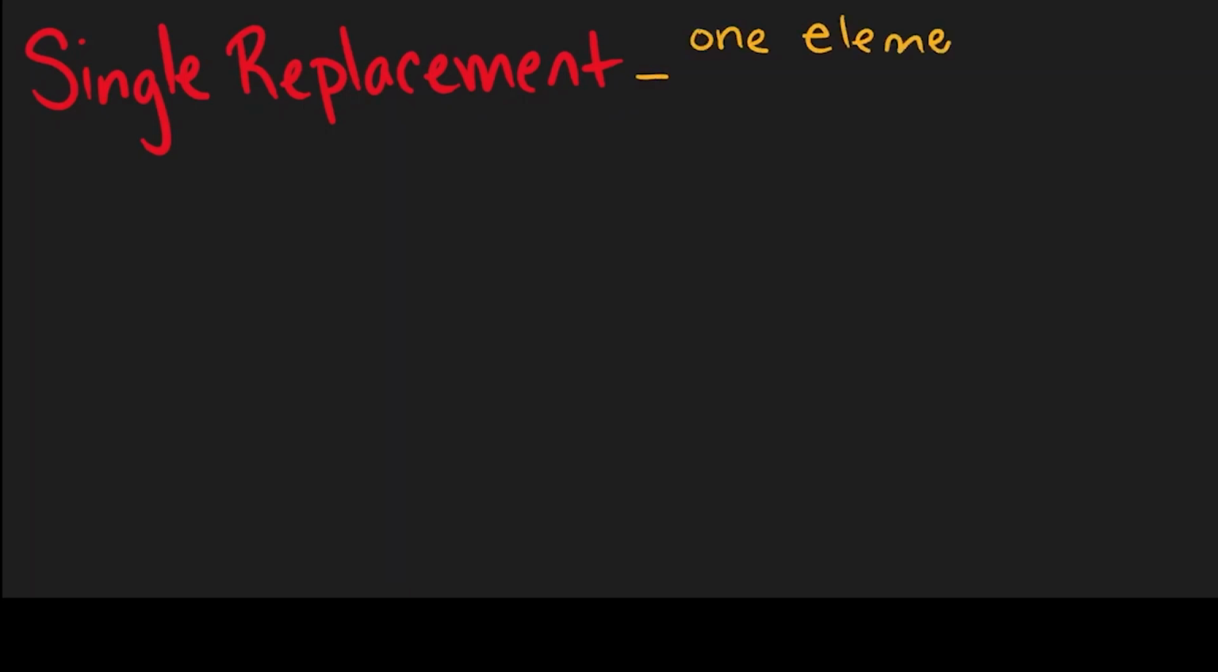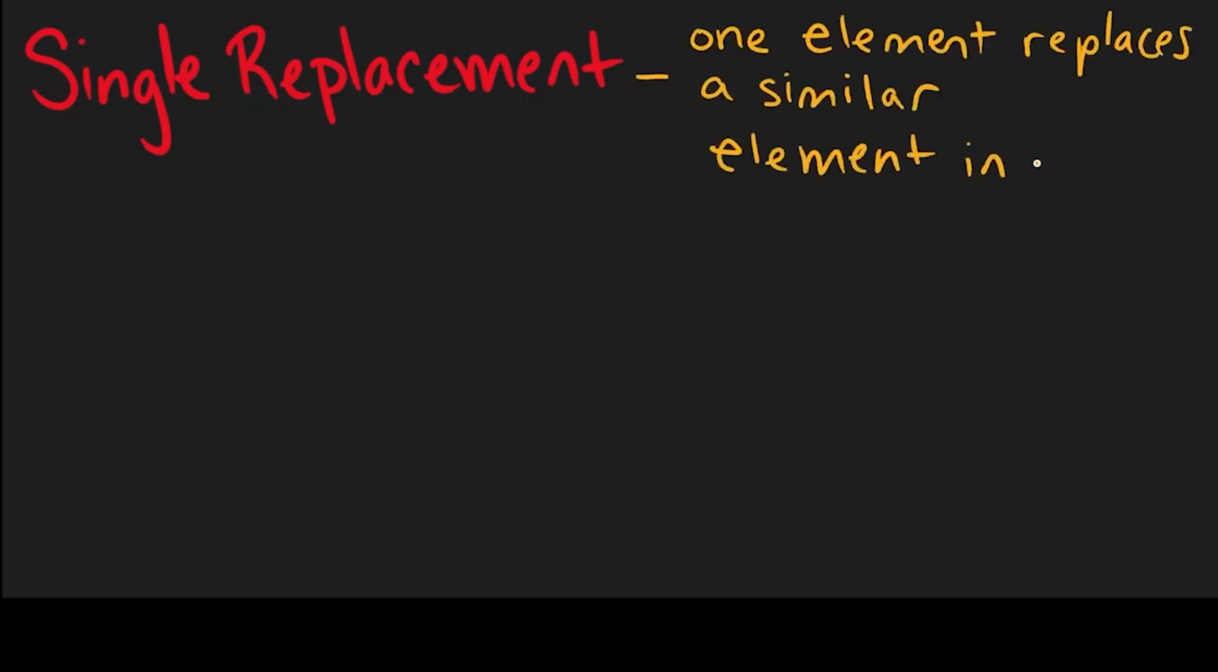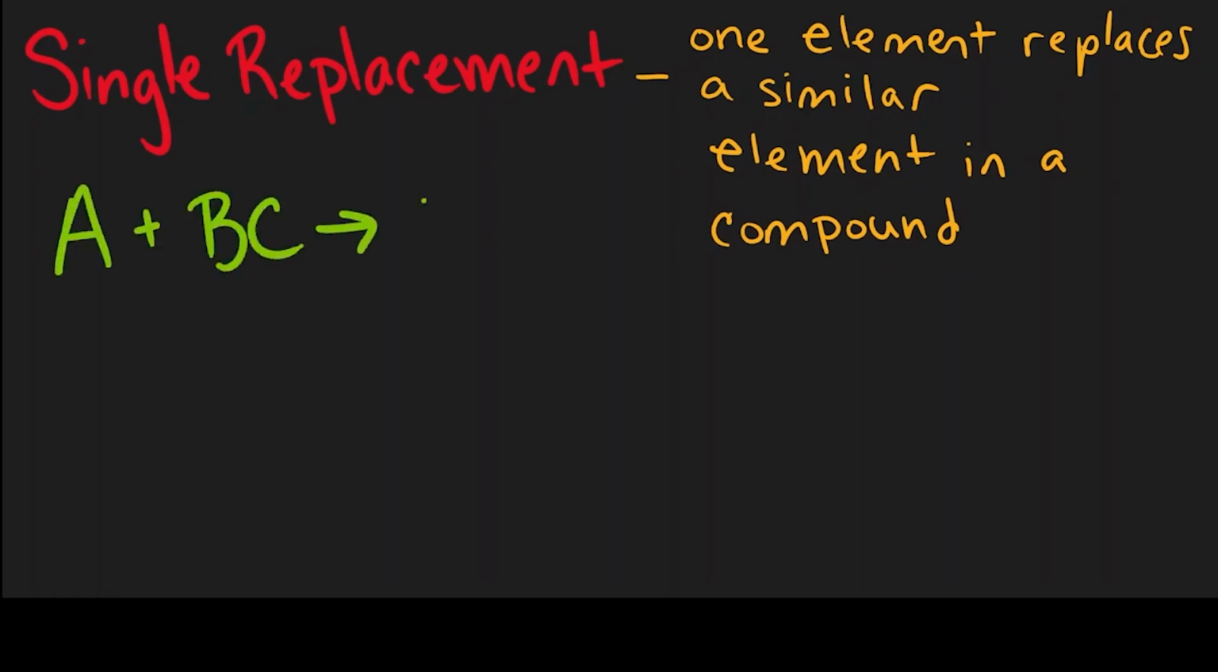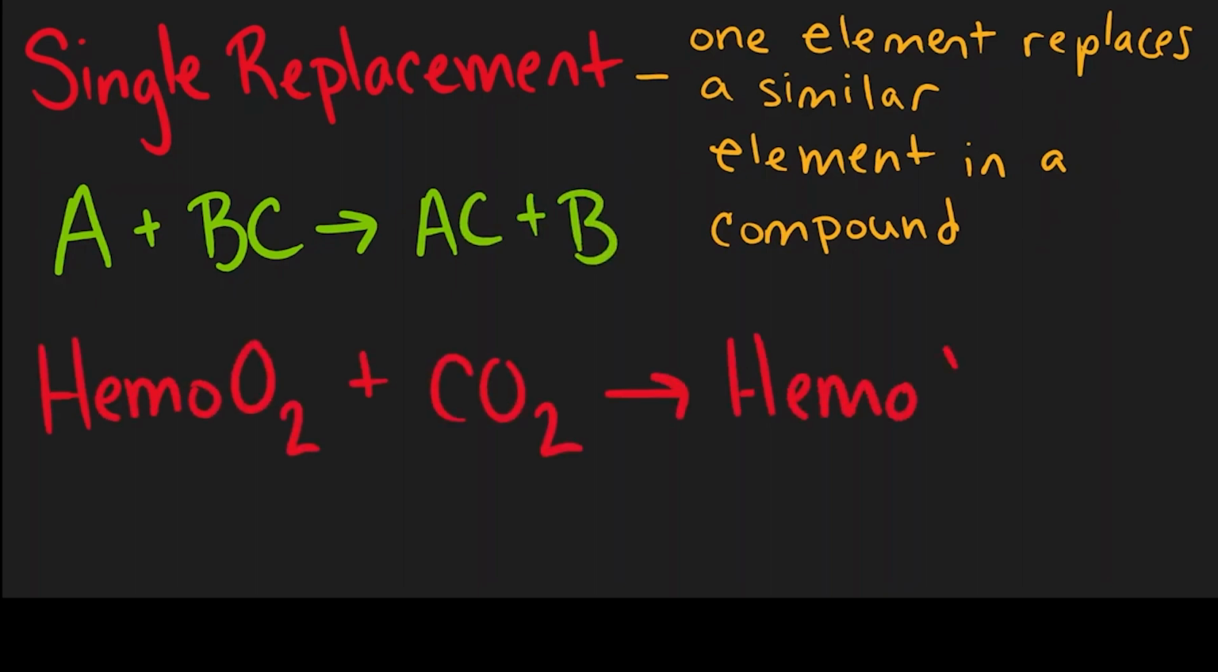This is a nice example from the body of a single replacement reaction. In a single replacement reaction, we have one element replacing a similar element in a compound. The general reaction pattern for a single replacement is A plus BC reacts to form AC plus B. Our example from our body is the reaction of hemoglobin carrying oxygen around the body and then swapping it for carbon dioxide to take out of the body.